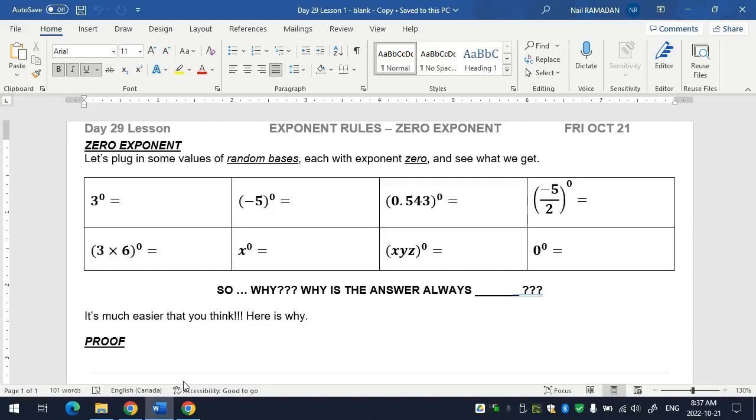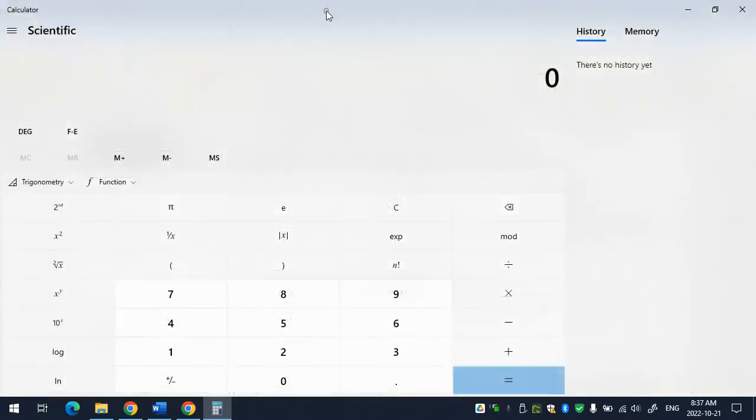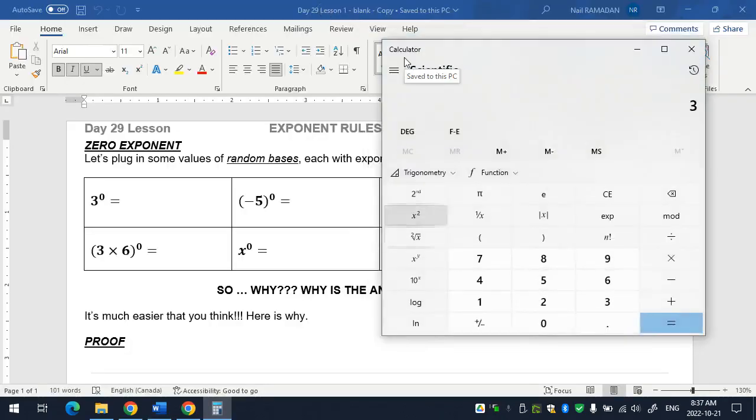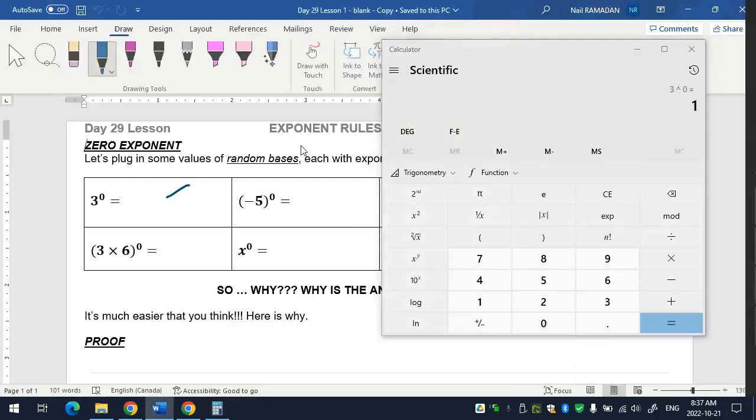So let's plug in some values of random bases, each with exponent 0 or power 0, and see what we get. Without even doing that, we know that all of them are going to be what? 1. Anything to 0 is 1. And just to prove it, I'm just going to get my machine up. There we go. So 3 to the power of 0. 1. Of course, no surprises there.